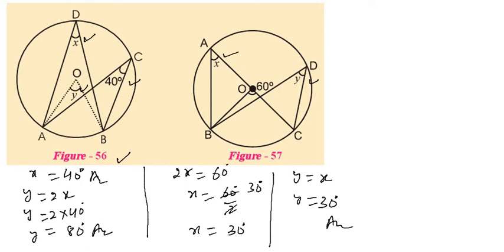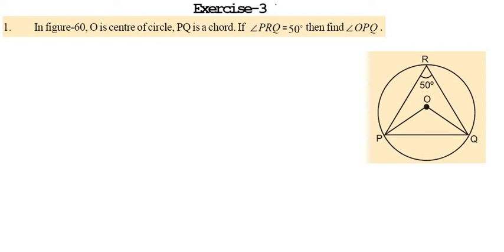Now come to the exercise. So exercise is 3. Now in the figure, this is the figure here. O is the center and PQ is the chord. Angle PRQ is equal to 50 degrees. Find the angle OPQ. Where is the angle OPQ? This angle. Let this be your x. So angle OQP is also x. Now you can find this angle. It is z.